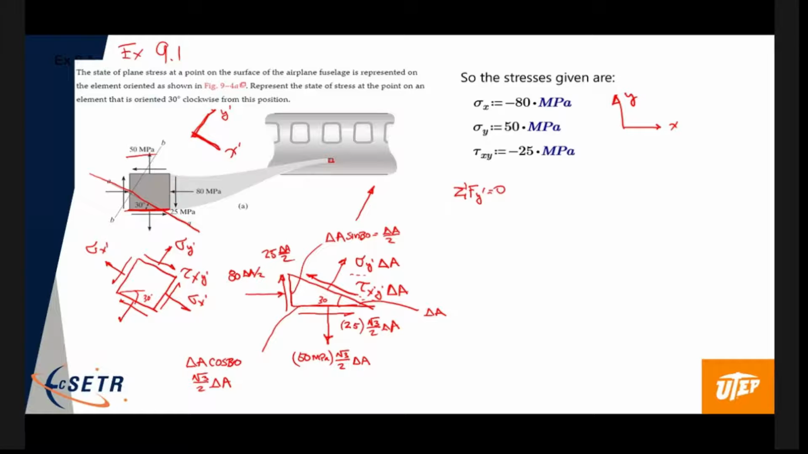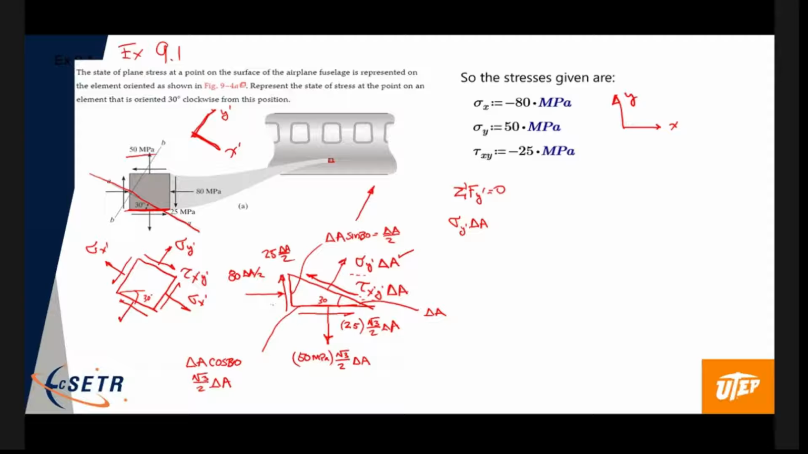But you can certainly do sum of forces in the x direction and the y direction, not the x prime and the y prime. It just makes it easier to do that way. All right. So, okay, fine. So let's do it in the y prime direction. So I have sigma y prime delta A. Okay? Got that one.